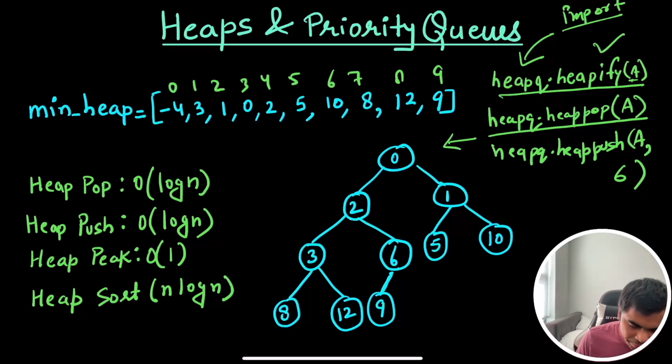Then you can do a heap peek. Heap peek is basically when you just want to peek at the value on the top. You can access this by min heap index -1. Okay, not -1, I'm sorry, it's the 0th.